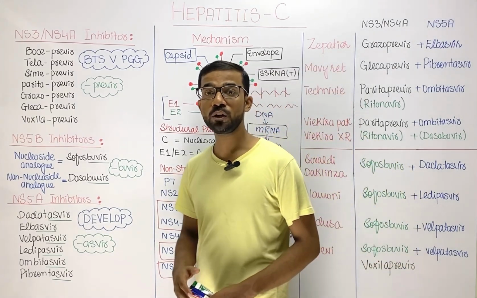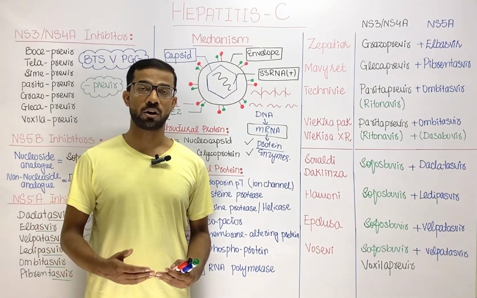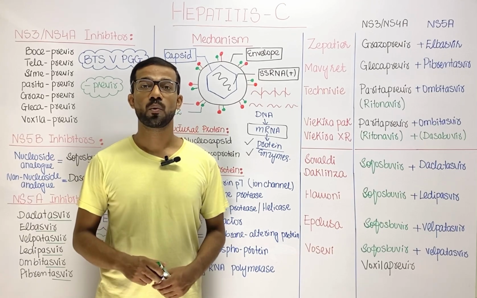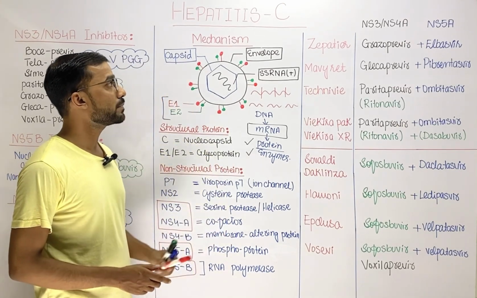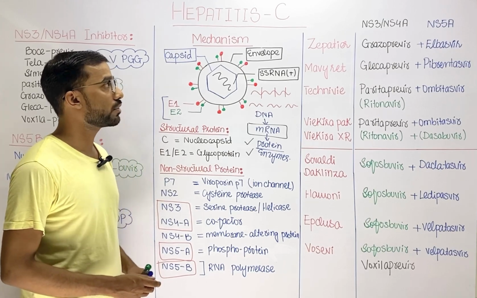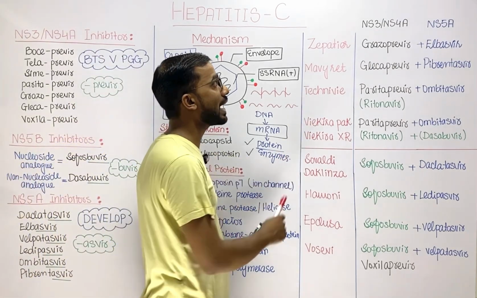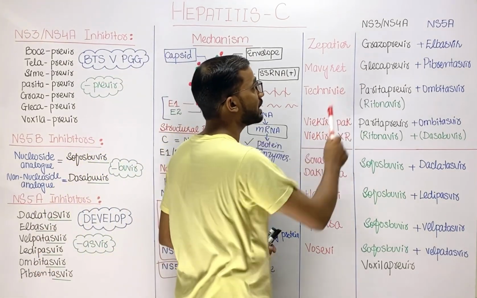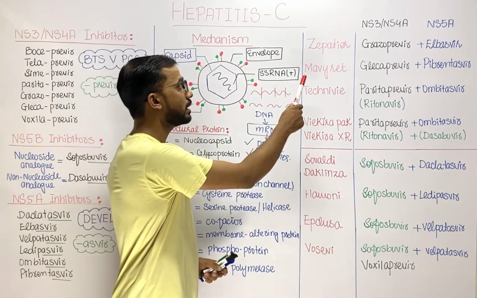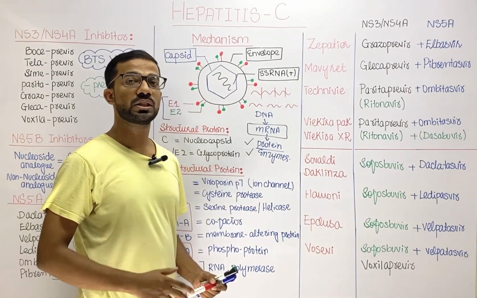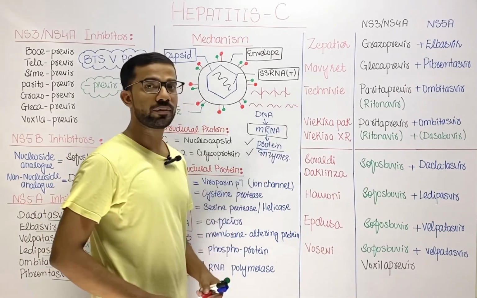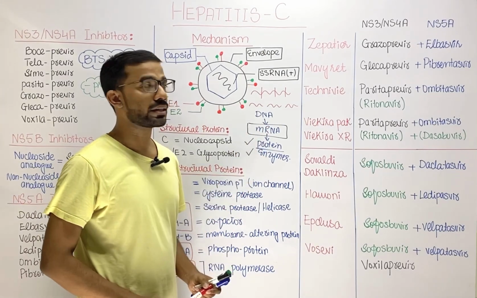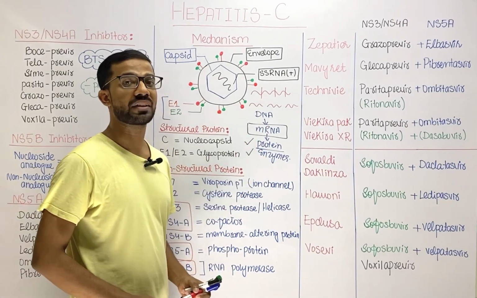Now we will look at the different combinations in the market, or in the brands. You will see different combinations of these inhibitors making one drug. First is Zepatier. In this drug, you will see two drugs, an NS3/NS4A inhibitor and an NS5A inhibitor: grazoprevir and elbasvir. Next is Mavyret. In that case, you will see the combination of glecaprevir and pibrentasvir. Glecaprevir is the NS3 inhibitor and pibrentasvir is the NS5A inhibitor.